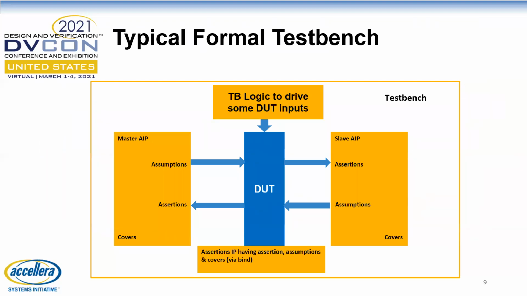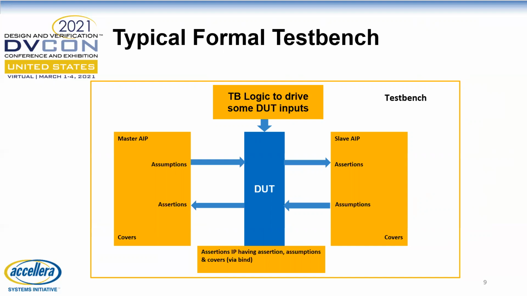Let's also discuss how a typical formal test bench to verify SSL looks like. So master and slave assertion IPs, or commonly known as AIPs, are plugged in at the master or slave ports as applicable to take care of the protocol related constraints and assertions. So because of these AIPs, the user need not worry about the protocol related constraints as well as the checks that are related to the protocol, and they can focus more on the actual functionality of the DUT.